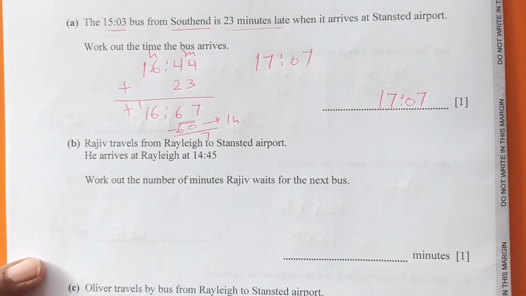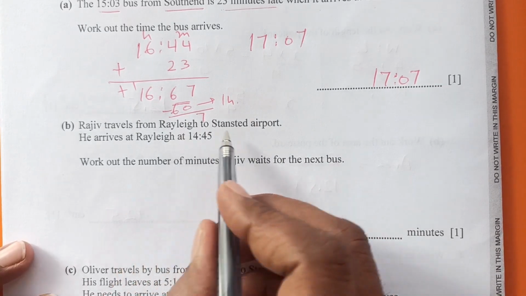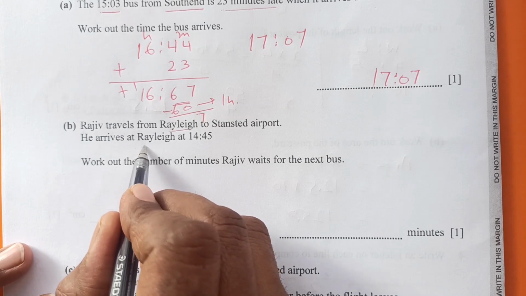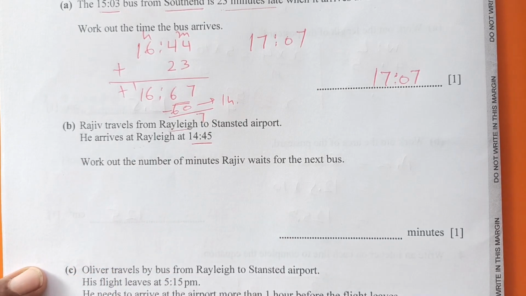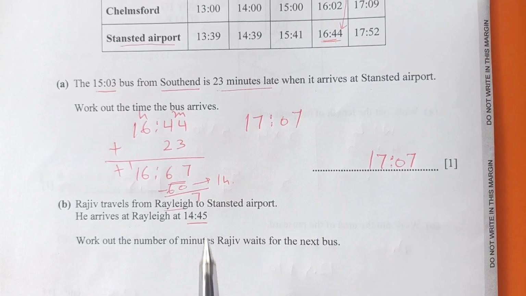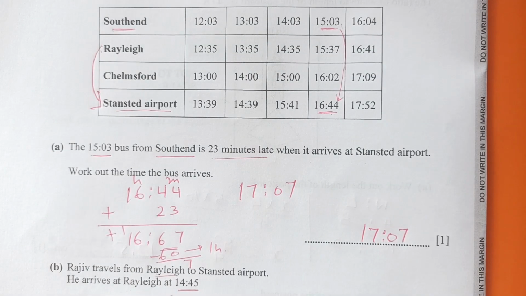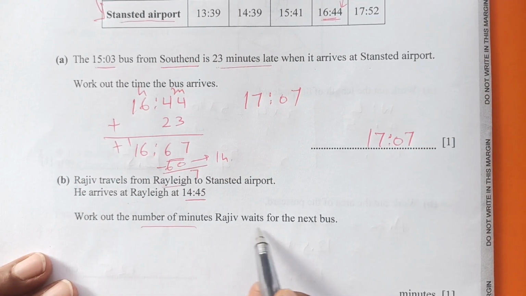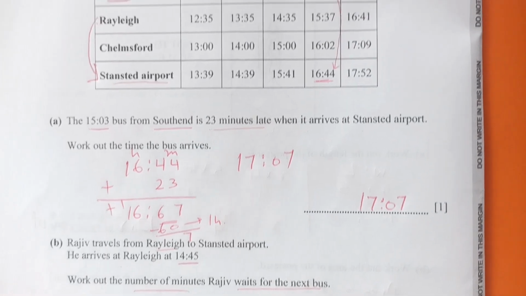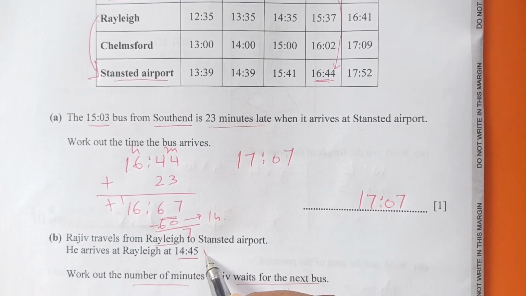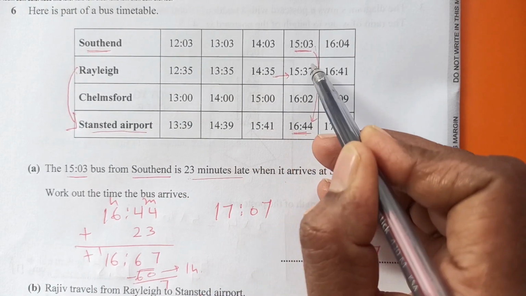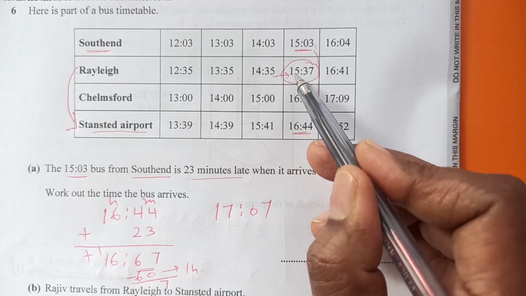Part B. Rajiv travels from Relay to Stansted Airport. He arrives at Relay at 14:45. From here to Stansted like this, right? Here he arrives at 14:45. Work out the number of minutes Rajiv waits for the next bus. So he arrives at 14:45, so he arrives after this one. That means he will get this bus. So we need to find out the difference.